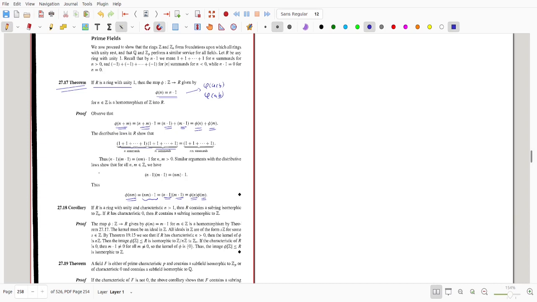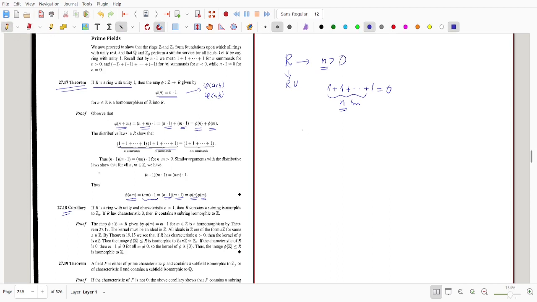Now we prove the corollary, that is the consequence of this homomorphism. If we have a ring with unity, characteristic n greater than 1. What does it mean? Since it's a ring with unity, the characteristic n is nothing but the smallest integer n such that summing up this 1, n times, is 0. So this is the least n, the characteristic of R. Now if R has characteristic n greater than 0, that is a finite positive quantity.